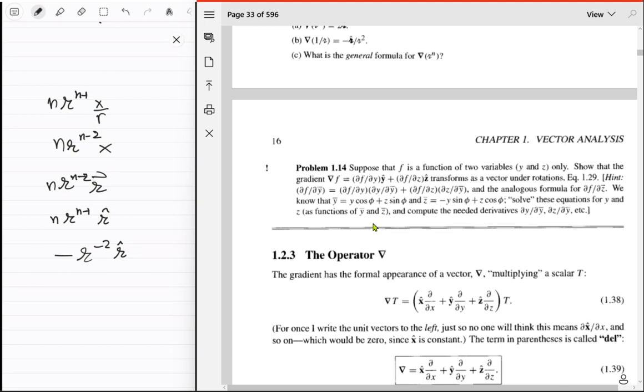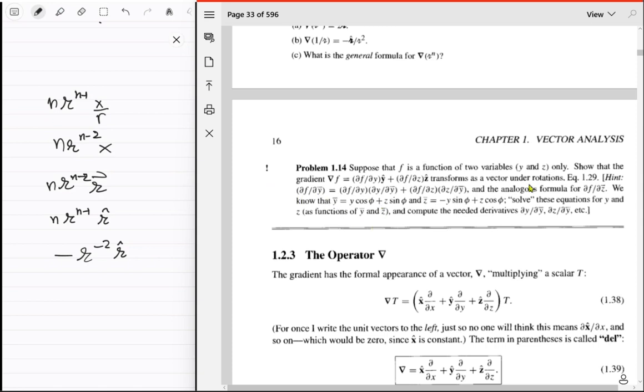You know that y bar is equal to this thing. So basically, it's given as a function of y and z. And z bar is also given as a function of y and z. Fine, what about it? Solve these equations for y and z as functions of y bar and z bar. Fine. I completely understand what these equations are.